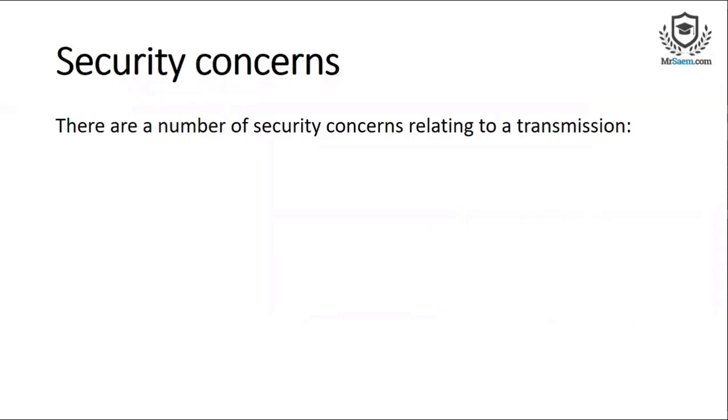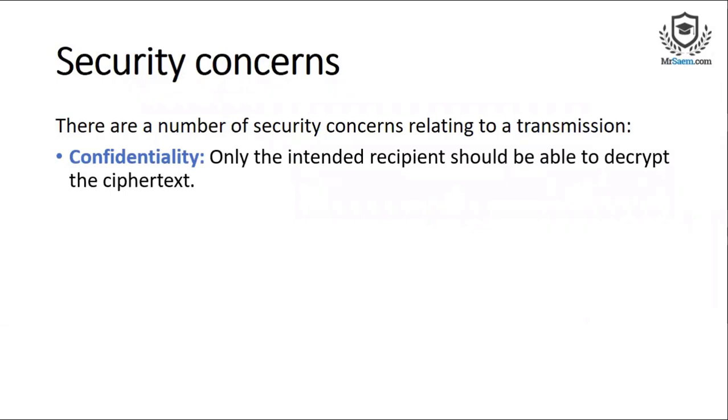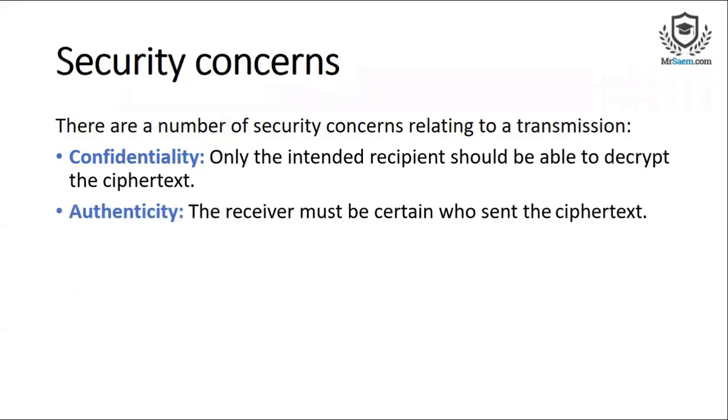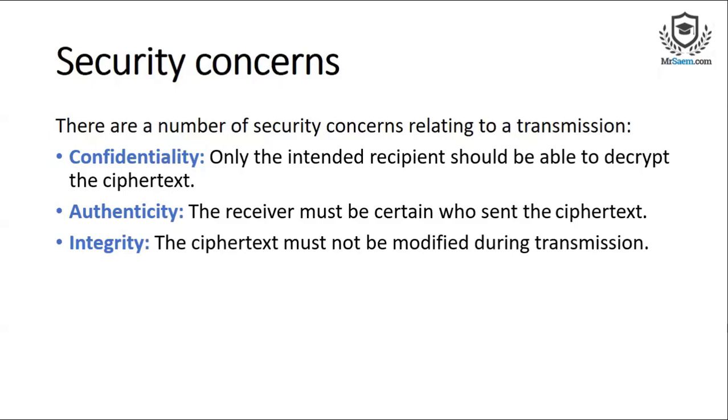There are a number of security concerns related to the transmission. Confidentiality: obviously, only the intended recipient should be able to decrypt the ciphertext, because there could be a possibility that while you are transferring the key, someone else intercepts it, hackers get it. That will always be a concern. Authenticity: the receiver must be certain who sent the ciphertext. You have to be sure who is sending it. Integrity: the ciphertext must not be modified during transmission. So we have to be careful about that.